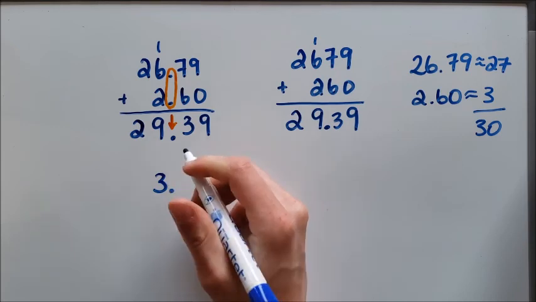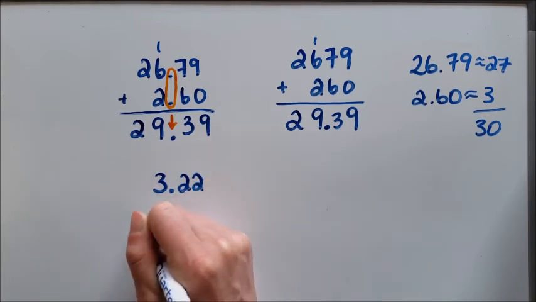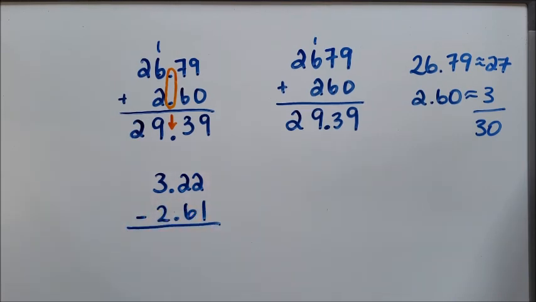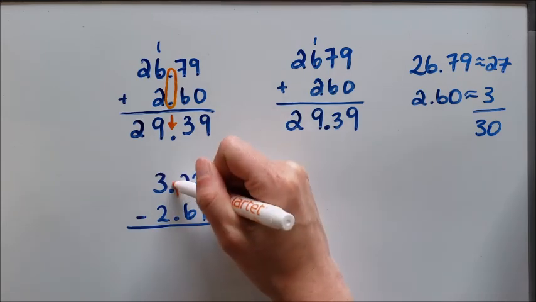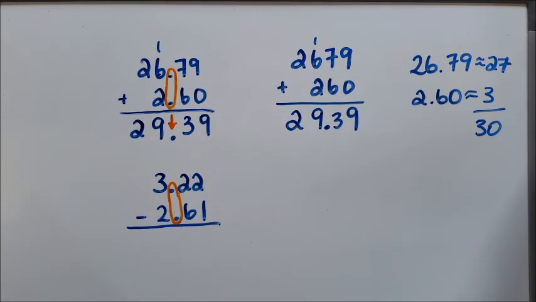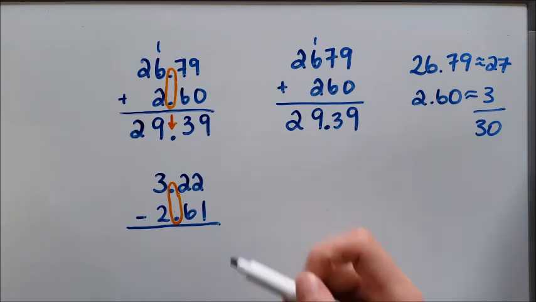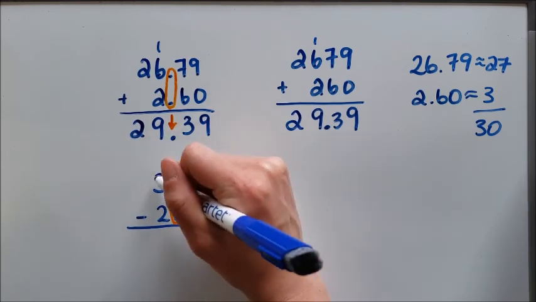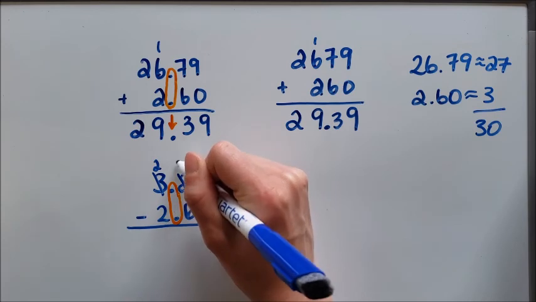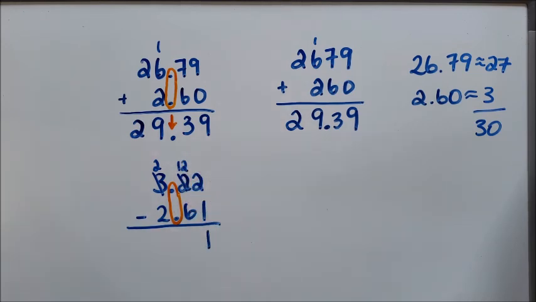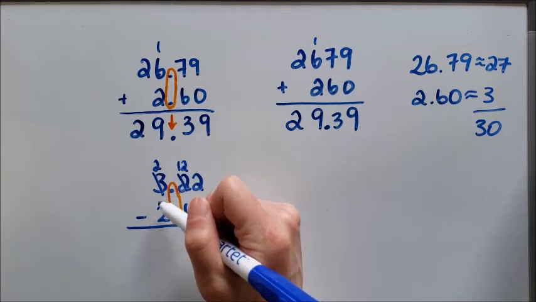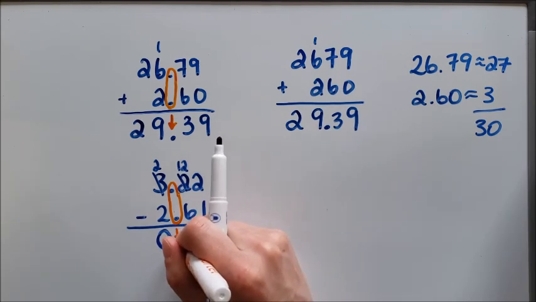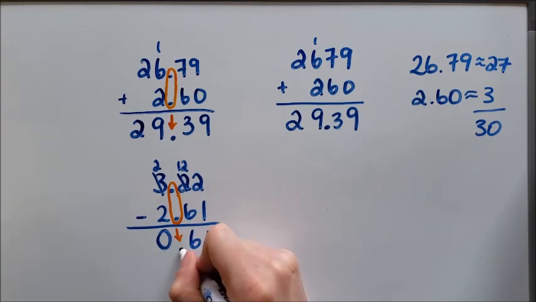So 3.22 minus 2.61. Now you'll notice that this is that same way that we did initially. My decimals are lined up. So I'm going to subtract top from bottom. So 2 minus 1 is 1. 2 minus 6. Well, I can't do that. I'm going to need to borrow. So that's going to go to 2, and this is going to be 12. So 12 minus 6 is going to give me 6. And 2 minus 2 is 0. Now, following the same pattern as above, we're going to drop that decimal straight down.